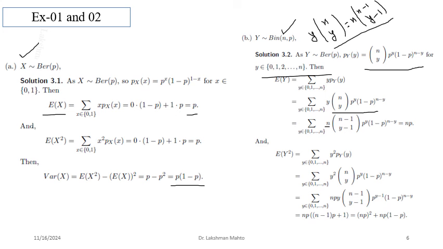So n into p we can take out from here. And in the summation, what will we have? y varies from, if you take y equal to 0, the 0 term will come there. So just an indexing game: what value will y take here? From 1 onward. If you put in 0, that will be 0 itself. So y will take values 1 onward. So I am keeping it as it is.